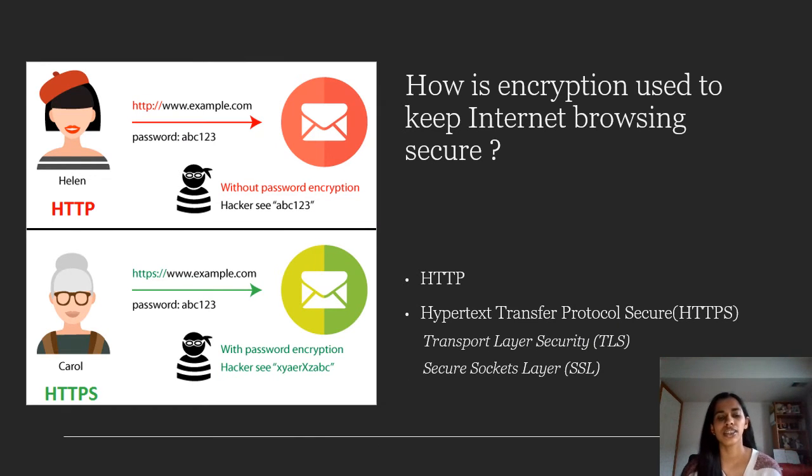How is encryption used to keep internet browsing safe? There's a protocol responsible for this called HTTPS, Hypertext Transfer Protocol Secure. A website served over HTTPS instead of HTTP will show it in the URL. So next time whenever you use the internet, just make sure it is HTTPS instead of HTTP.